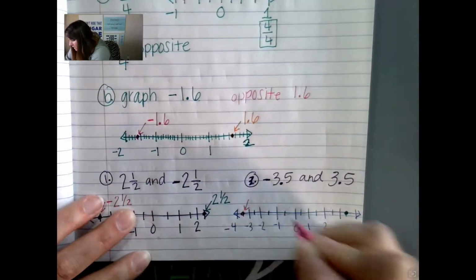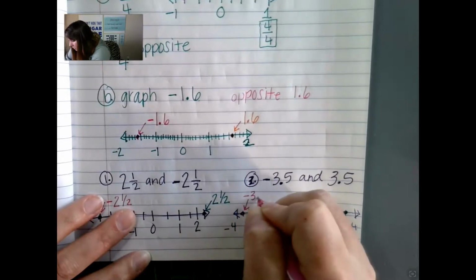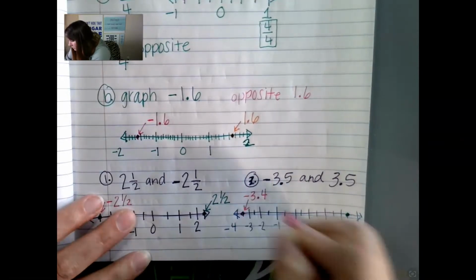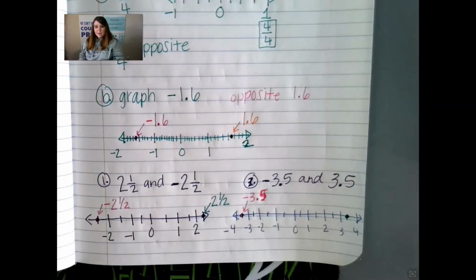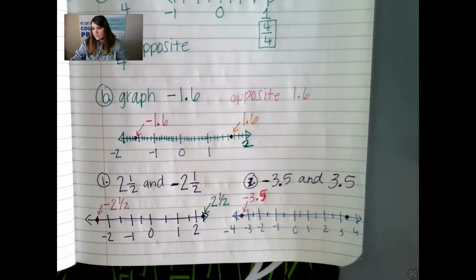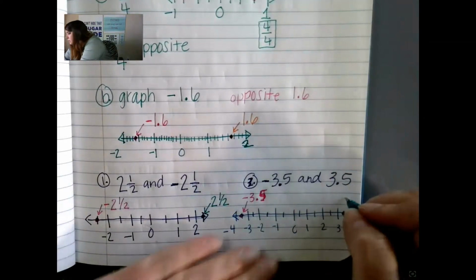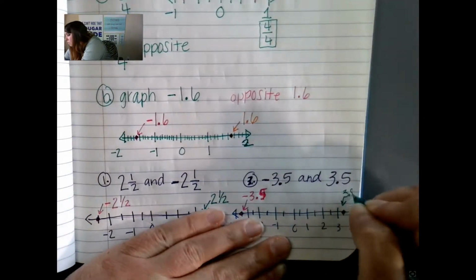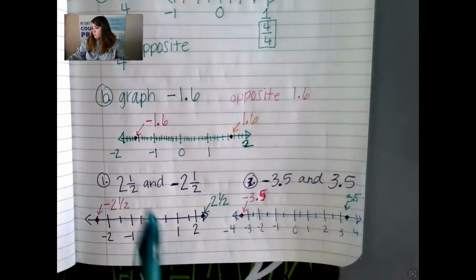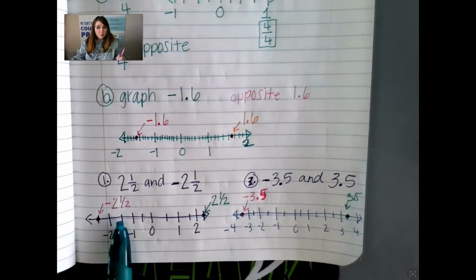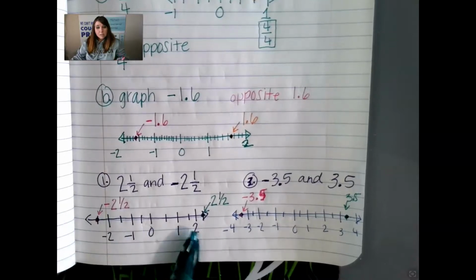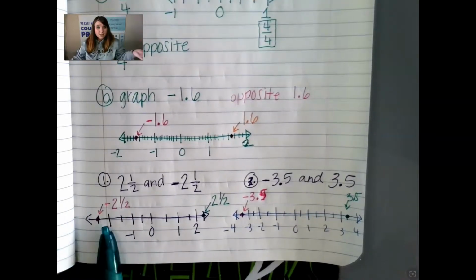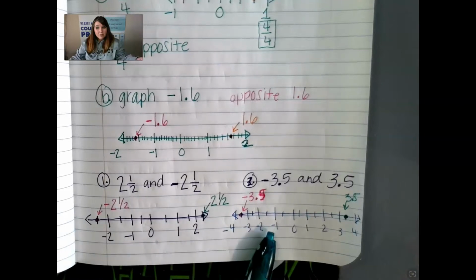So this one is -3.5. All right, 6th graders, I did not label this one. This one is 3.5. There we go. Okay, so we've labeled and we've graphed rational numbers and their opposites, both with fractions and with decimals.